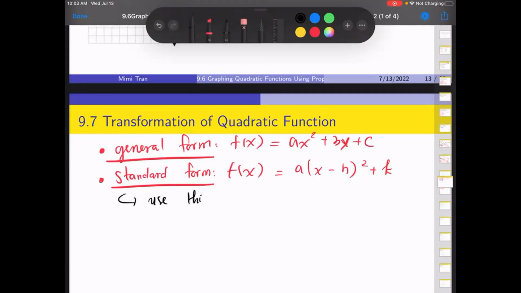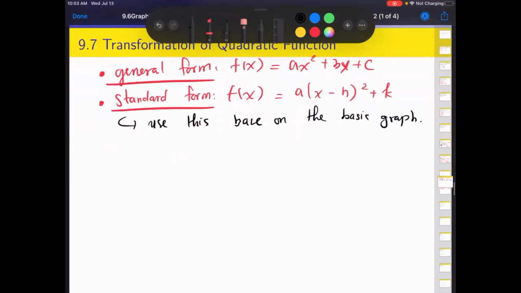We use this one based on the basic graph, and all you have to do is shift. I think there's one more form, I don't remember, but I don't think it's that important.